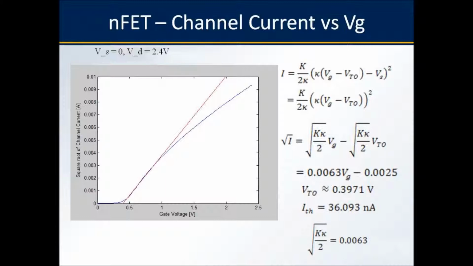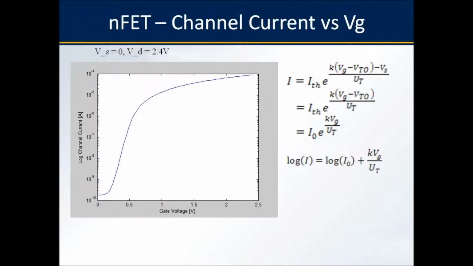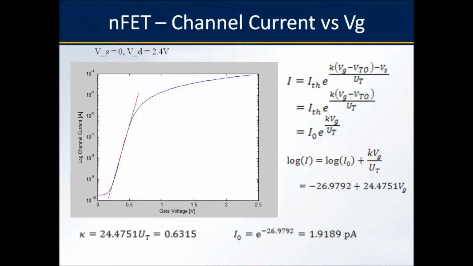Next, we look at below threshold behavior. By noting that the current below threshold is exponential, let's look at the logarithm of the first graph. We can again apply a linear fit. Here UT is the thermal voltage, which at the temperature the data was taken has a value of 25.8 millivolts. From this, we can also get a subthreshold kappa of 0.6315.